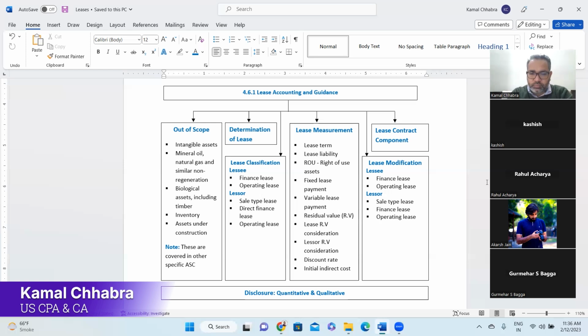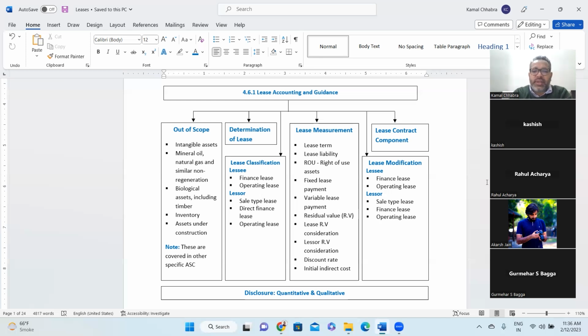Yes, terms and conditions. Yeah, then only it is guaranteed. Otherwise it's unguaranteed. Unguaranteed goes at fair market value on the date of sale. Okay, got it.